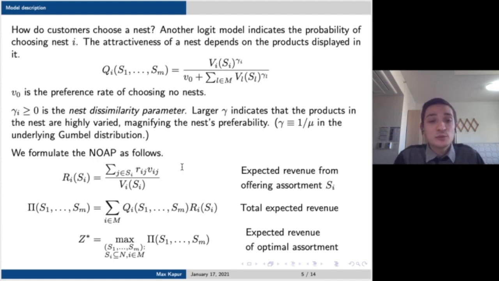Given this information, we're ready to formulate the NOAP. We start by writing down the expected revenue from offering a given assortment, and then we take the inner product over all of those assortments and the likelihood of each nest being chosen. Then what we'll try to do is manipulate these assortments in order to generate the optimal highest expected revenue.